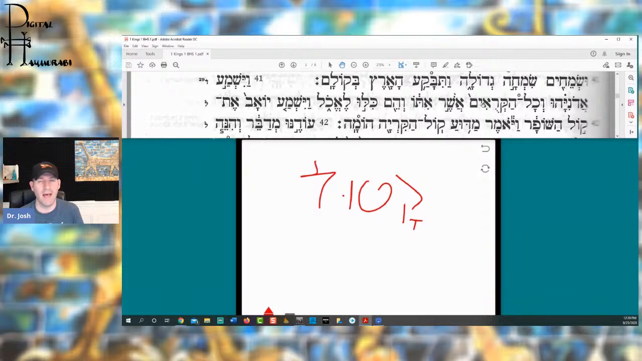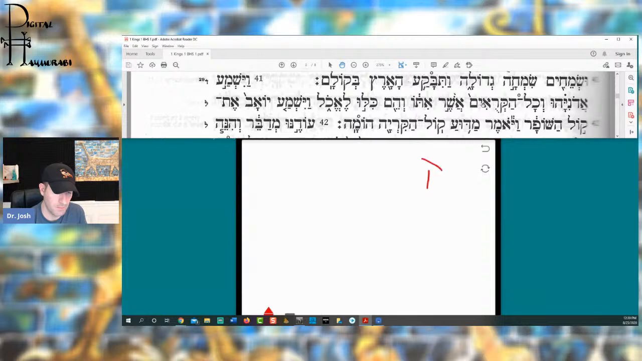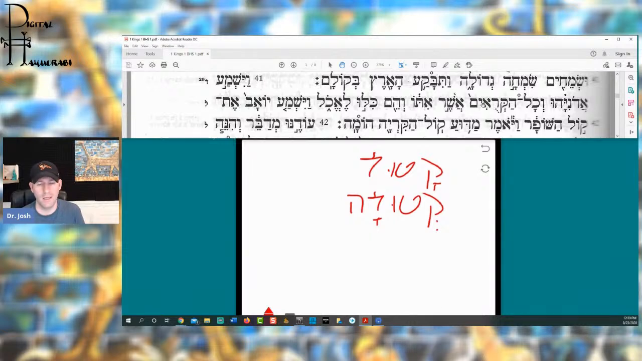Katul, this is a Qal passive participle. They're not terribly common, but they do happen. So katul, masculine singular. Ketula, ketulim, ketulot.